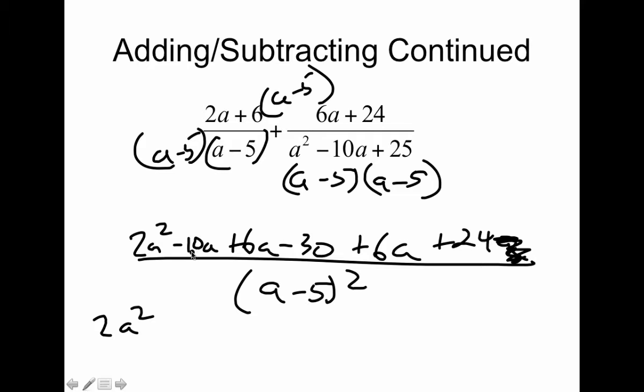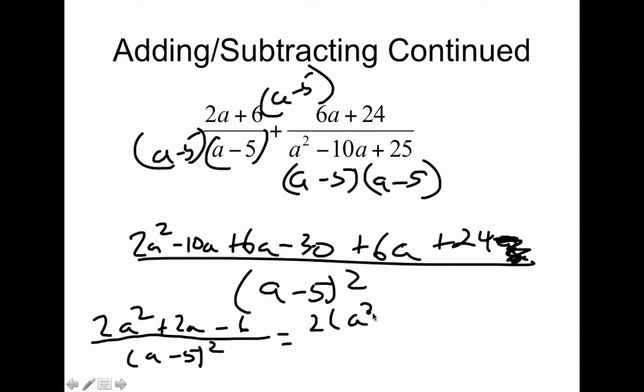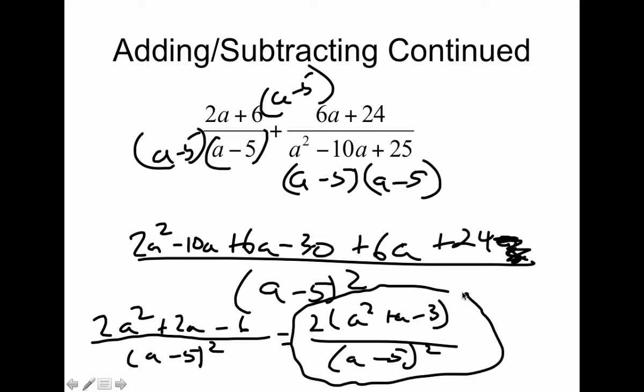Put them all together: 2a squared, negative 10a plus 6a plus 6a. I believe that's going to be plus 2a. Negative 30 plus 24 minus 6, over a minus 5 squared. I should probably check to see if I can factor that top. I'd take a 2 out: a squared plus a minus 3. This is not factorable on top any further, so you could be done. In fact, you can be done back over here if you really wanted to be.